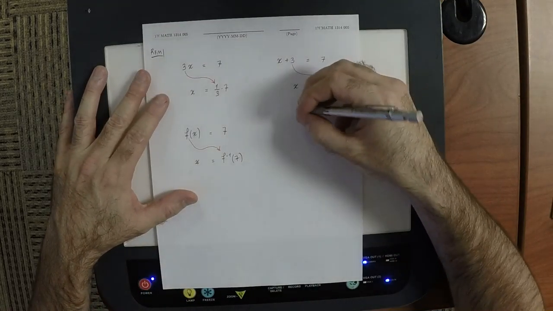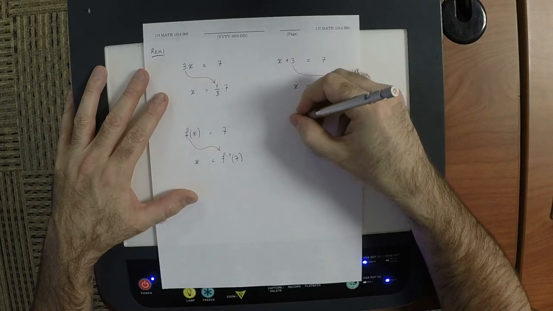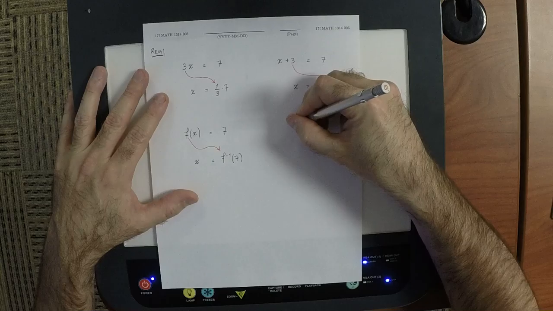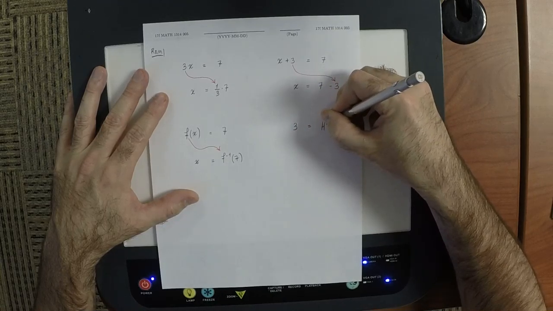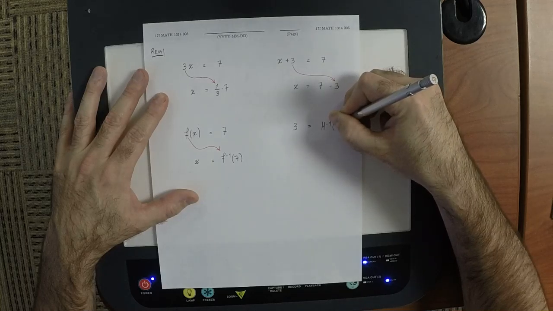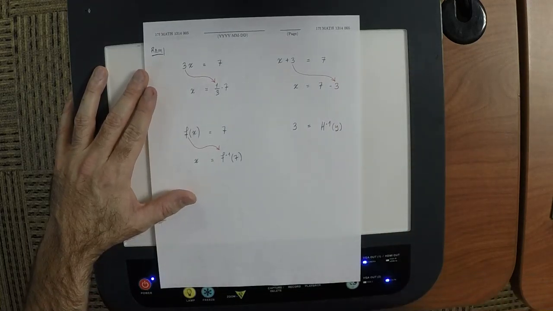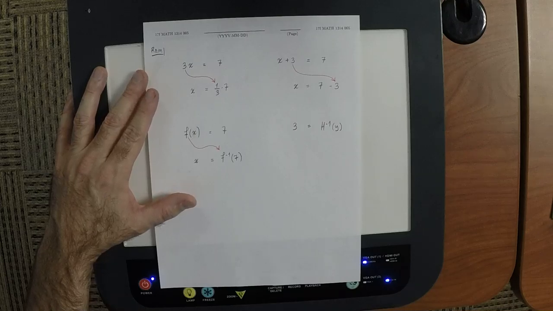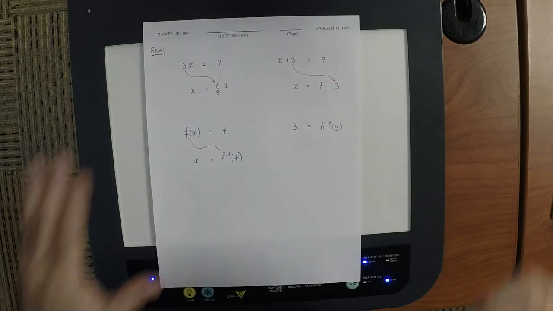Similarly, suppose that we have something like this. Like, say, 3 is h inverse of y. How do we solve for y? Do you observe? We've got to get the h business on the other side.